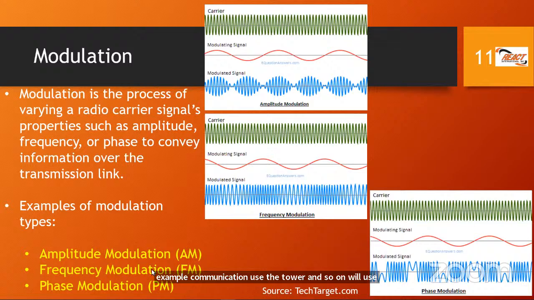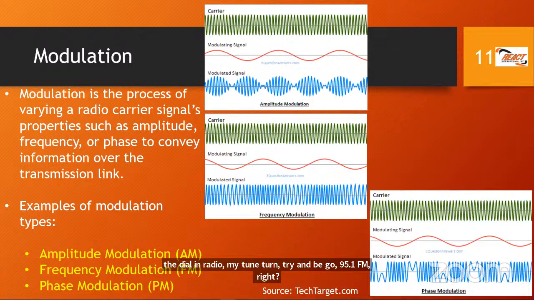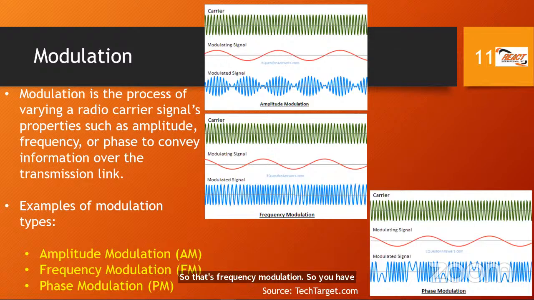But there's also FM, frequency modulation. So again, we should be familiar with that. You listen to the dial in the radio, you might tune to 95.1 FM, right? So that's frequency modulation. So you have the frequency that you dial in, but you also have the modulation type, and you need to know the modulation type, especially as an amateur radio operator, where you'll be selecting the different modes.